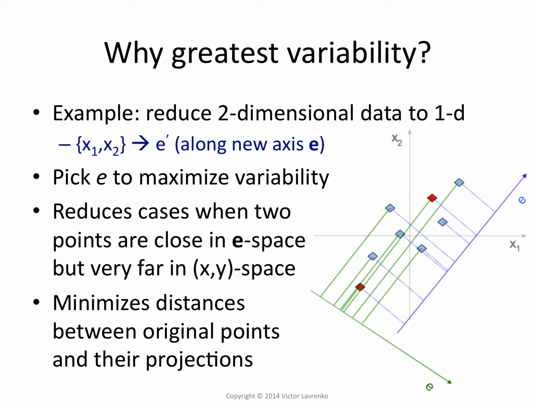Look at the two red points. They're pretty far away from each other in the two-dimensional space. If I happened to project them to the green dimension, those two red points end up being on top of each other. So this dimension does not preserve distances in the original space. I had two points that were very far away in the original space, and after projection they ended up being very close to each other.